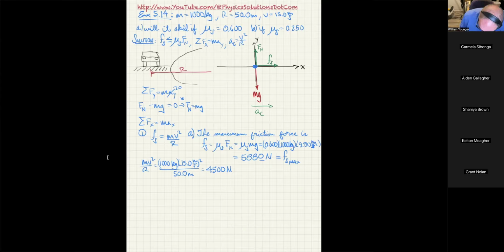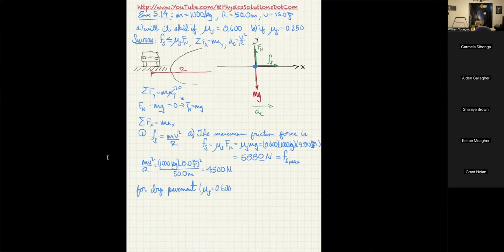So in this case, for dry pavement, mu static is equal to 0.600. mv squared over r is less than F static max, implies no skid. So this is the answer to part A. Anybody have any questions on that?